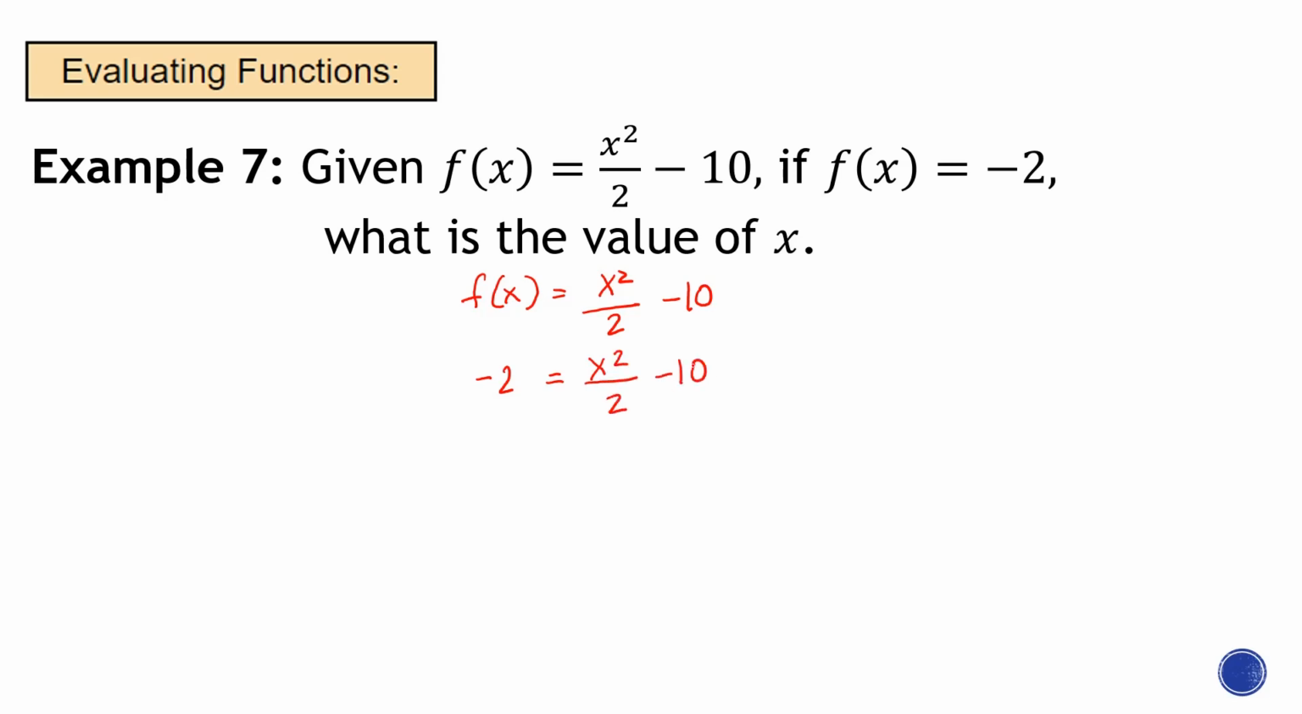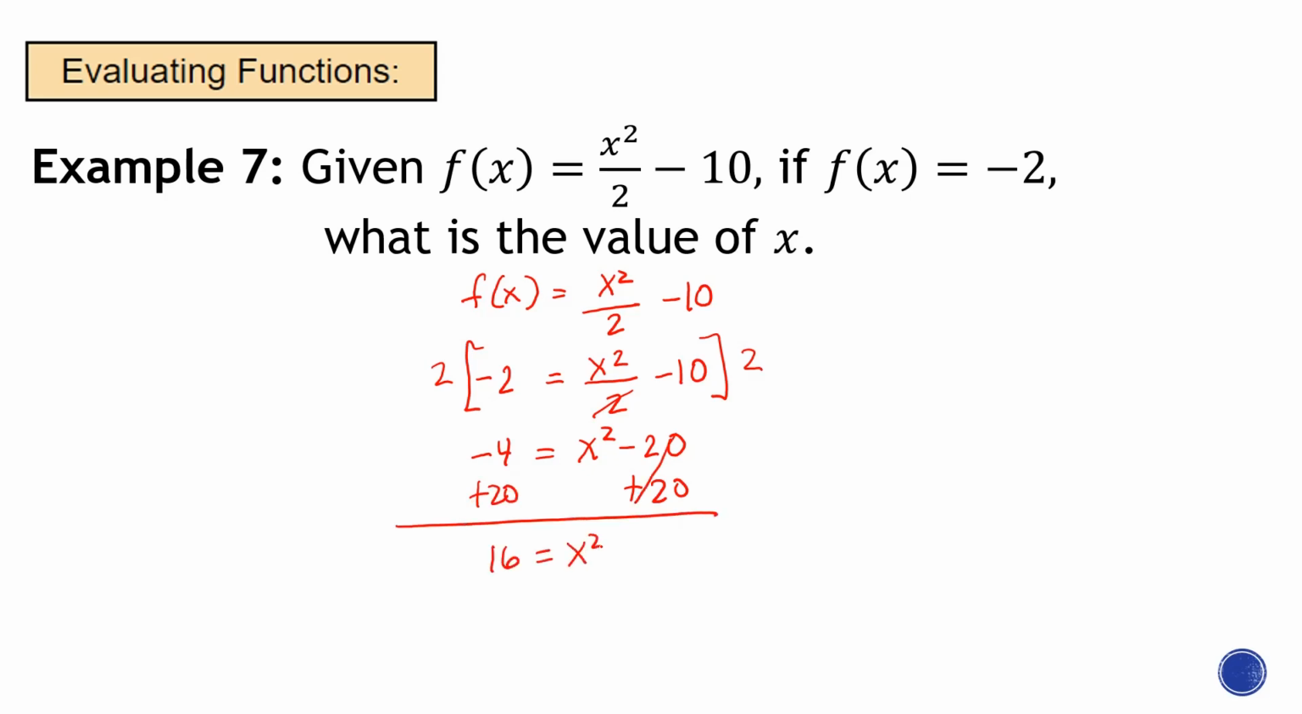And then, just like what we did earlier, we will multiply both sides by positive 2. Whatever the denominator is, that's the number that you will multiply on both sides. This is going to be negative 4 equals, we can cross that out, x squared minus 20. And then we will add 20 on both sides. This is going to be 16 equals x squared. And then we will find the square root of both sides. Therefore, x equals positive or negative 4.